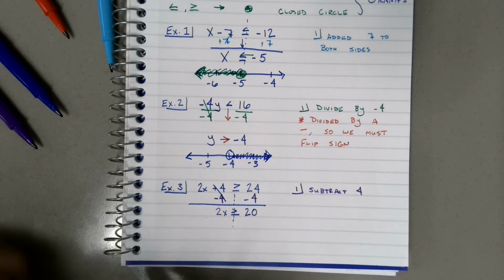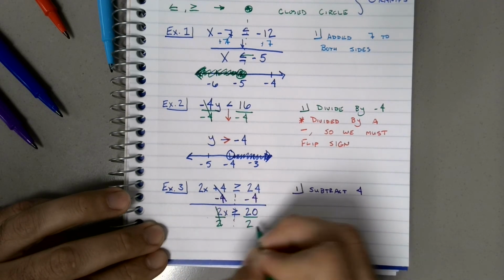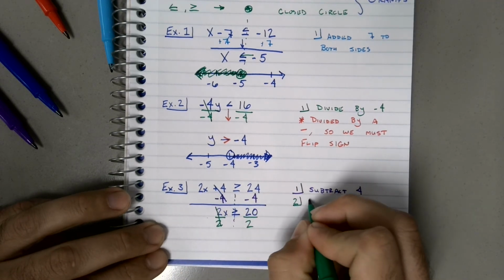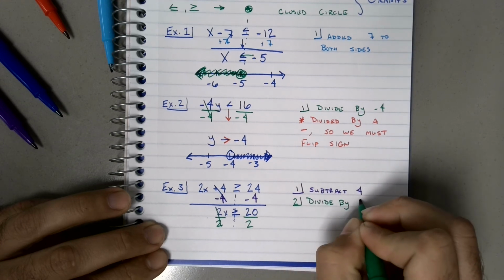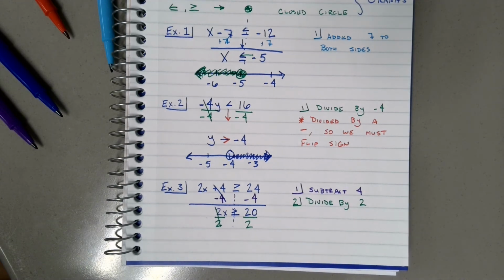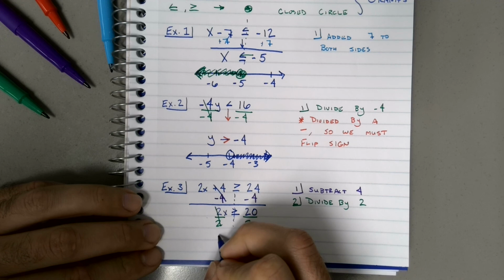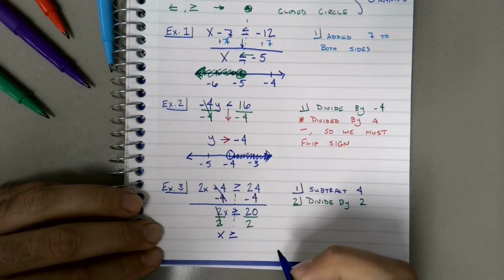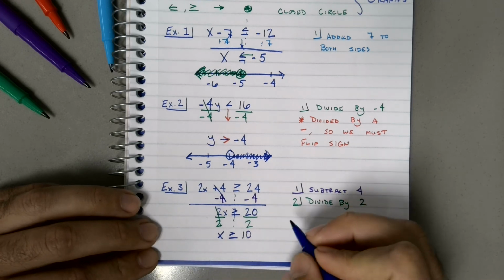And then it's just like we would with the one step. We would divide by 2, divide by 2. So the second thing we did here, we divide by 2. Do we flip the sign? No, we don't flip the sign. It's not a negative, okay? It's just a positive. And all that's left is x greater than or equal to 20 divided by 2, which is 10.